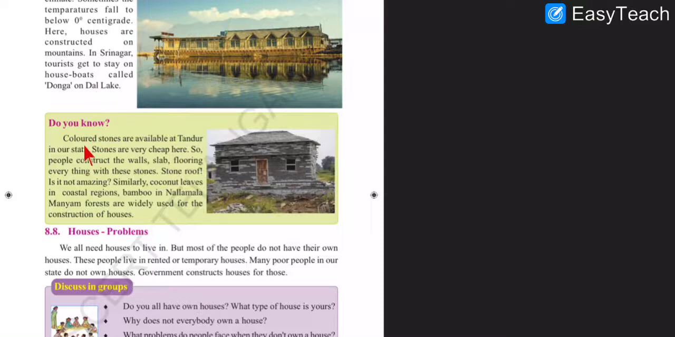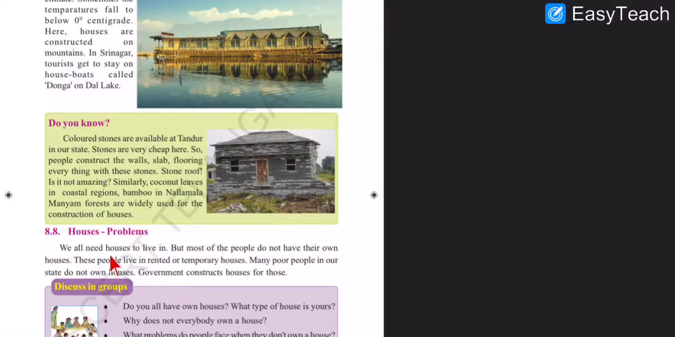Do you know? Colored houses are available at Thandoor in our state. Stones are very cheap here. So people construct the walls, slab, flooring, everything with these stones. Stone roof, is it not amazing? Similarly, coconut leaves in coastal regions, and bamboo in Nallamala forests are widely used for the construction of houses.